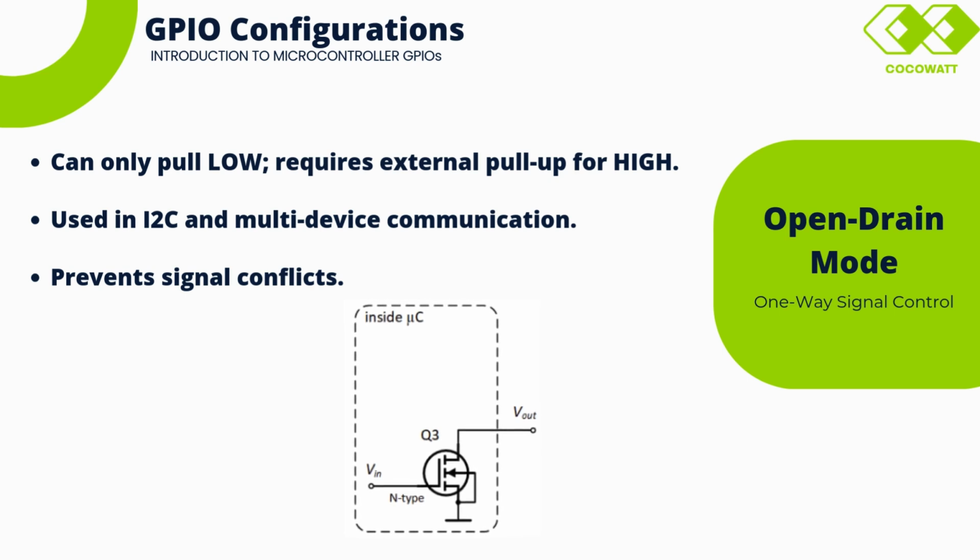Open drain mode. Now let's talk about open drain mode. Unlike standard output mode, an open drain GPIO can pull the pin low but cannot drive it high. This means an external pull-up resistor is required to bring the signal high. This configuration is commonly used in communication protocols like I2C, where multiple devices share the same data line. For example, in a multi-sensor environment, open drain mode ensures that multiple devices can safely communicate without signal conflict.